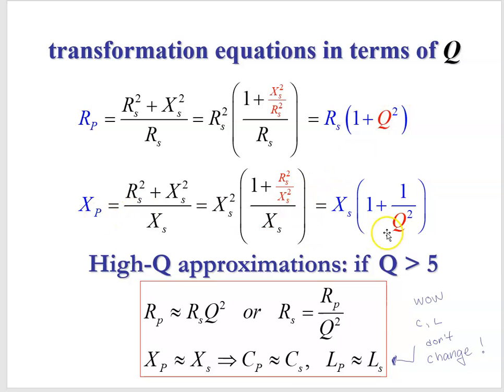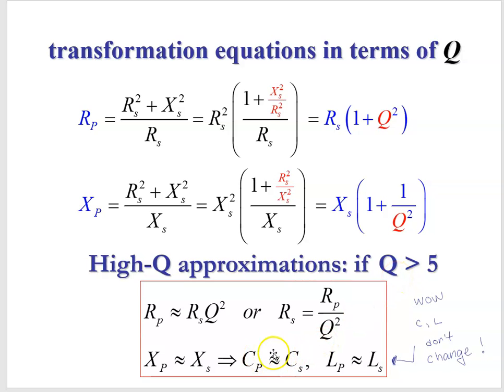And our parallel reactance is the series reactance times 1 plus 1 over that quality factor squared. It's the reactive terms that we should look at here. If this quality factor is greater than or equal to 5, even if it's equal to 5, that's 1 over 25. So that's much smaller than just this 1. So we can say that our parallel reactance is approximately equal to our series reactance for a high Q approximation.